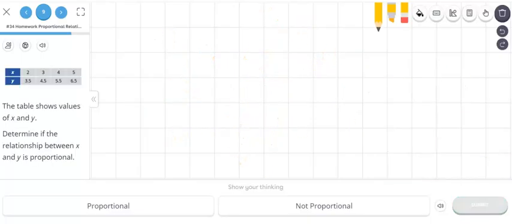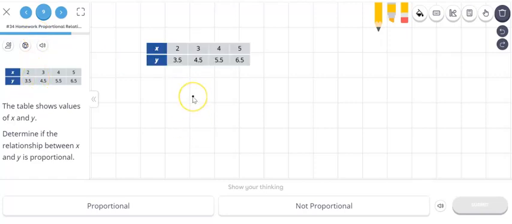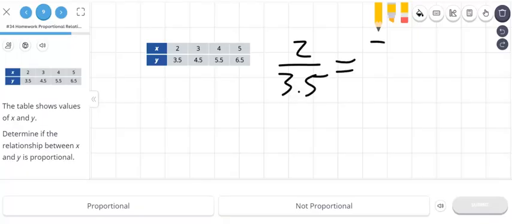Okay. The table shows values of x and y. Determine if the relationship between x and y is proportional. All right. So there's a few ways to do this one. I'm going to just do cross products. So 2 is to 3.5 as 3 is to 4.5. I don't think this is going to work.